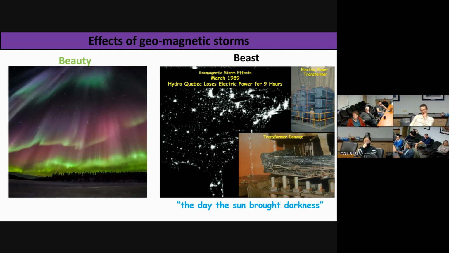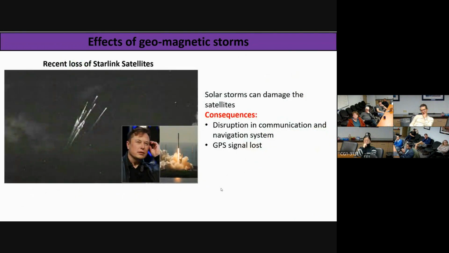This is not only the case in the past; in 2022, we also witnessed the loss of Starlink satellites due to geomagnetic storms. So basically, this can also affect the satellites in space, which serve us for communication and navigation systems. If a geomagnetic storm damages those, it can hugely affect our navigation system and GPS system as well.